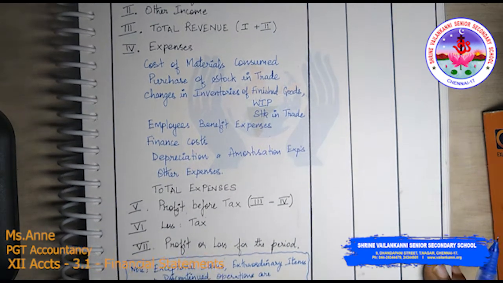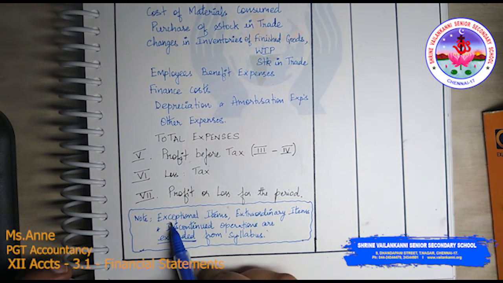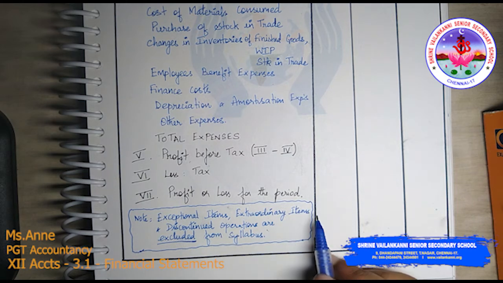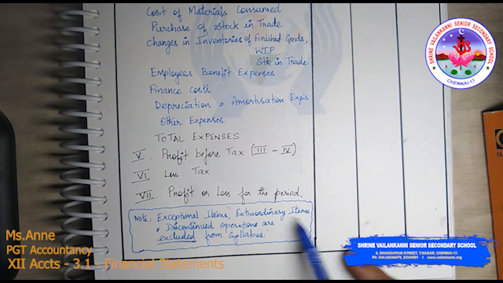Now in your syllabus there are certain exclusions. What are the exclusions? Exceptional items, extraordinary items and discontinued operations are all excluded from the syllabus. Extraordinary items mean once in a while, say for example, suddenly a fire has happened in your building. Exceptional items mean, suddenly the government has promoted your business, you have got some awards, and your business is going really well. Those are exceptional items. Extraordinary items are mostly negative, like a tsunami has happened.